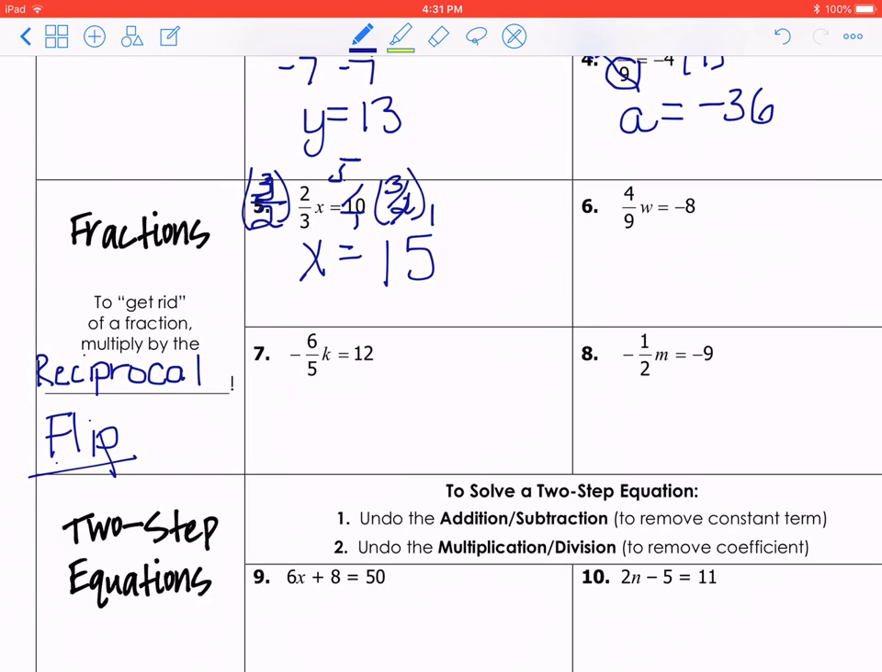Number 7, same thing. Now we have -6/5 times k. So in order to undo it, we're going to flip it over and multiply by the reciprocal. So it would be -5/6. And the same thing here, -5/6. The messy fractions on the left go away. Left with k equals. Put a 1 under the 12. Cross cancel. 6 goes into itself once and into 12 twice. And 2 times -5 gives you -10.